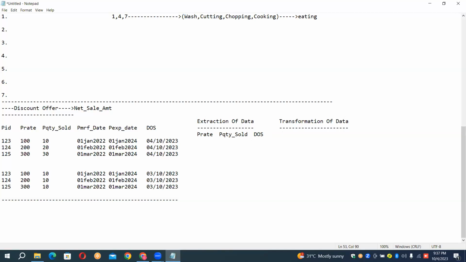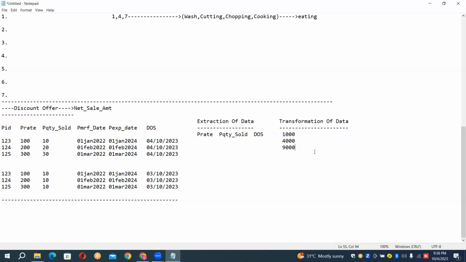100 into 10 means what? 1000. Am I right? And 200 into 20 means what? 4000. Am I right? Yes. And now 300 into 30 means what? 9000. Am I right? So that means totally you have this much amount. In the same way, can you see here?